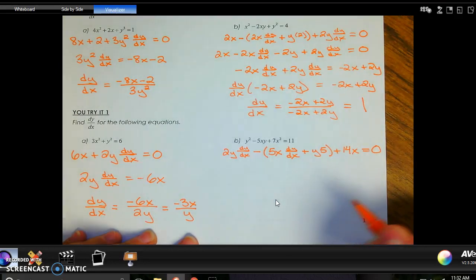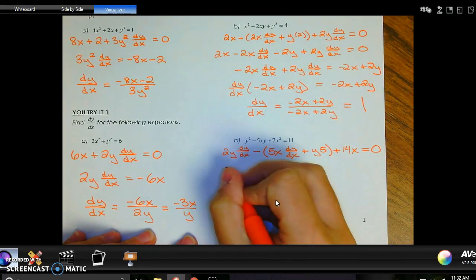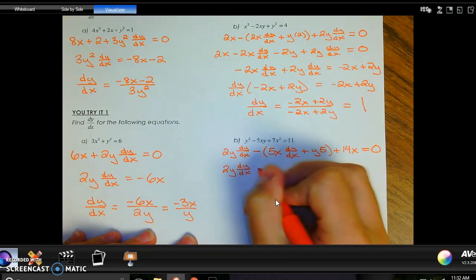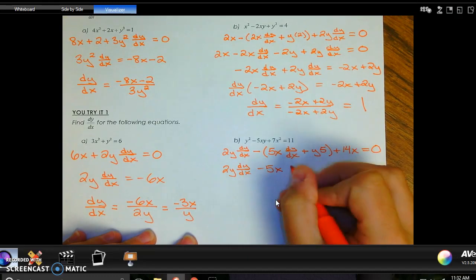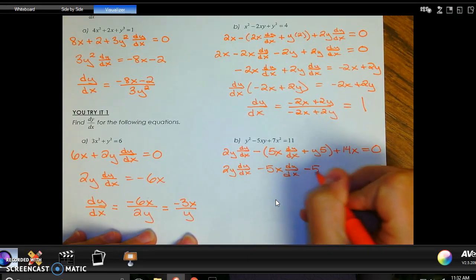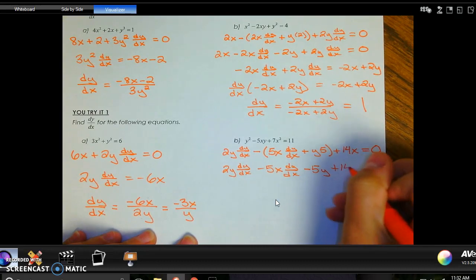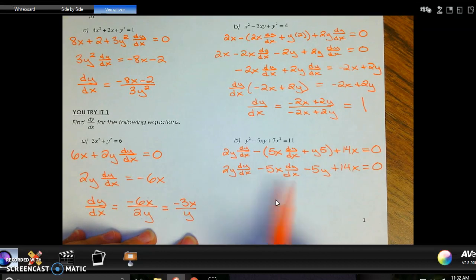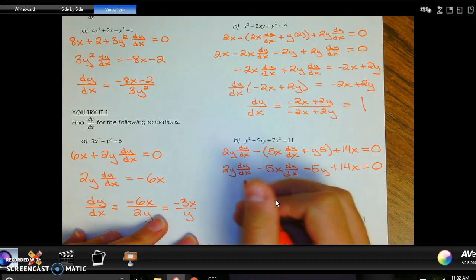Okay, so you can distribute the negative, and that becomes negative 5y plus 14x equals 0. And all right, so here my dy/dx's are here. I'm going to move these two to the right-hand side of the equal sign, and I'm going to factor out this dy/dx all in one step.